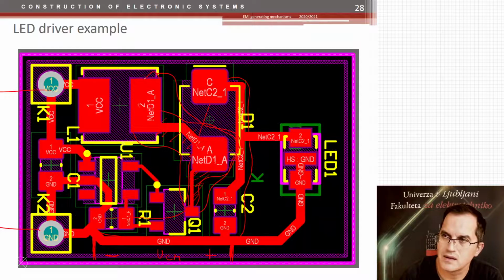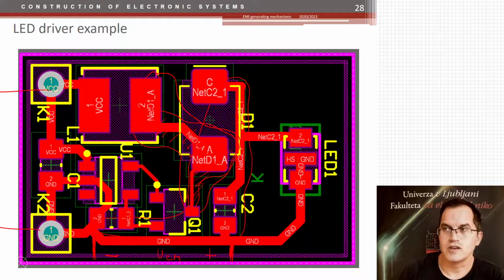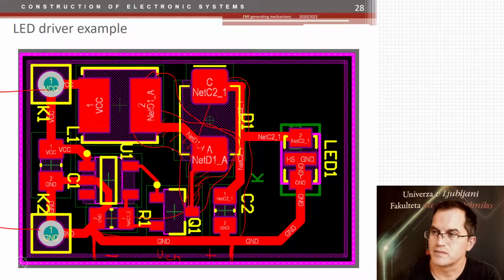I mean, here the coil is just at the edge, but you might just turn it for 90 degrees and then this part would be deeper into the PCB. The area of that switching node should be as small as possible.